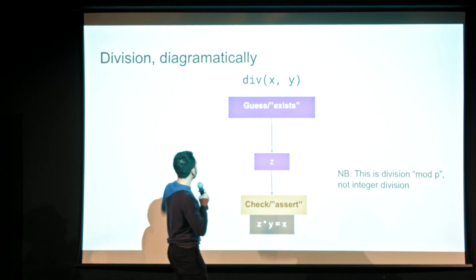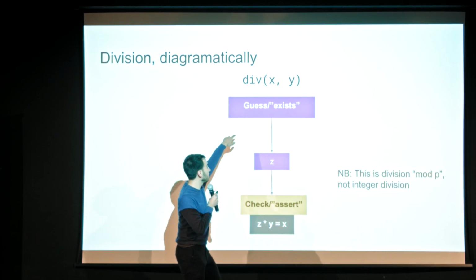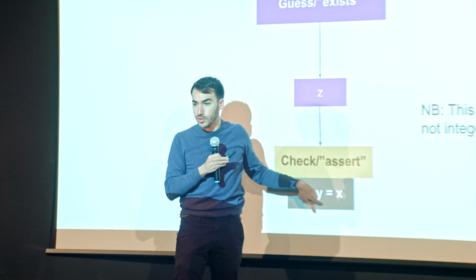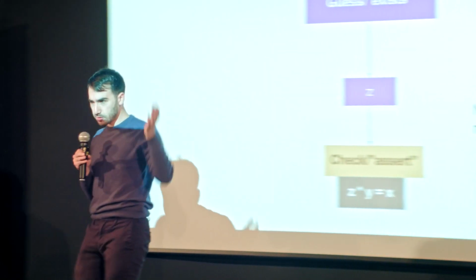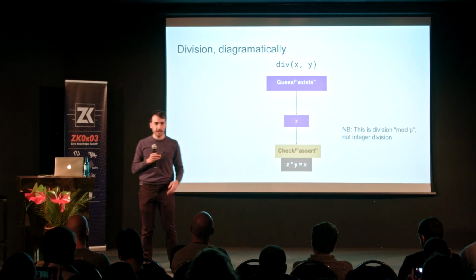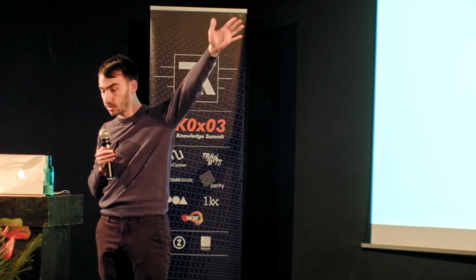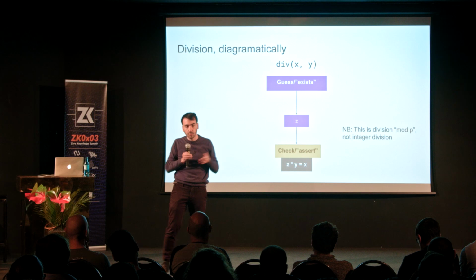So, diagrammatically, here's how you do a division if you can magically guess things. So you guess a z, right? And then you just check that z times y equals x, and then you return z. Does that make sense? Conceptually, I say, I want to compute x divided by y. First, I guess z by magic. And then I just check, does z times y equal x? If so, the assertion passes, I go to the next line, I return z. Otherwise, execution halts, and okay, that's it.